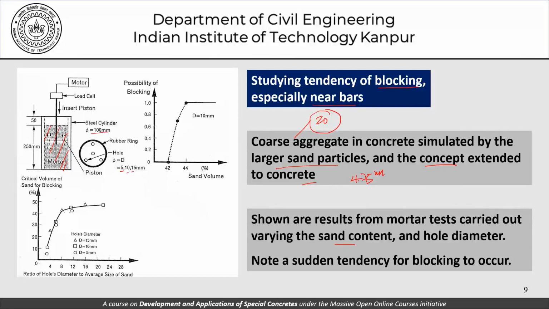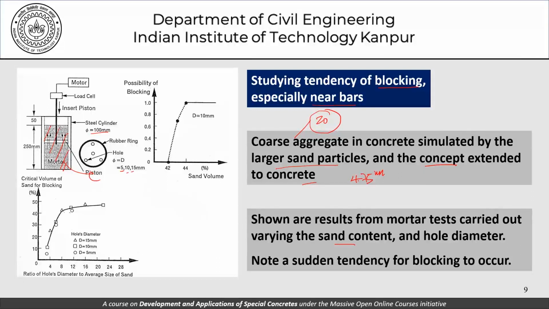There is a cylinder of 100 mm diameter. In it, we are trying to drive a piston into a mortar, and this piston has holes of 5, 10 or 15 mm. This mortar has sand, the particle size, gradation, and volume of which can be changed.